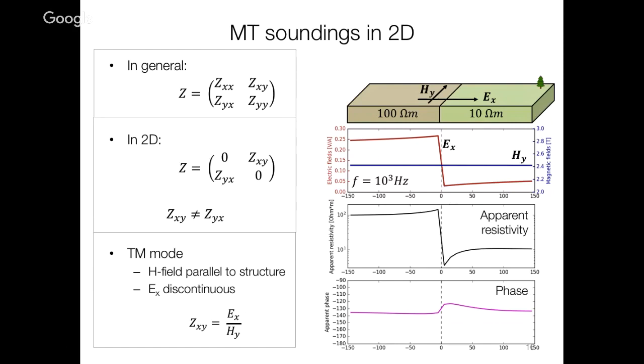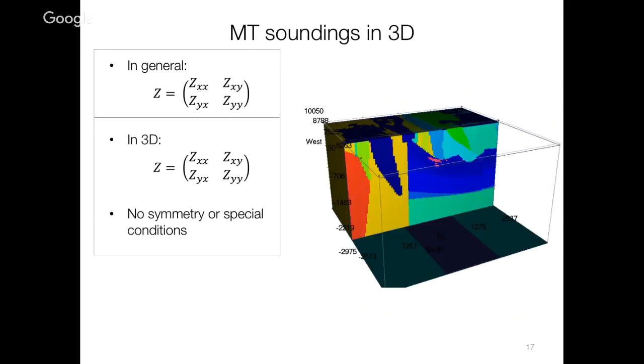I mean, you can, of course, unravel all of this stuff with inversion, but when you're looking at the data, if you're thinking 2D structure, you also have to think about which mode you're in. Is it a TE mode or a TM mode? In 3D, like everything else, things just get more complicated. Elements of the impedance tensor are built up, and there's no special symmetry, no special conditions.